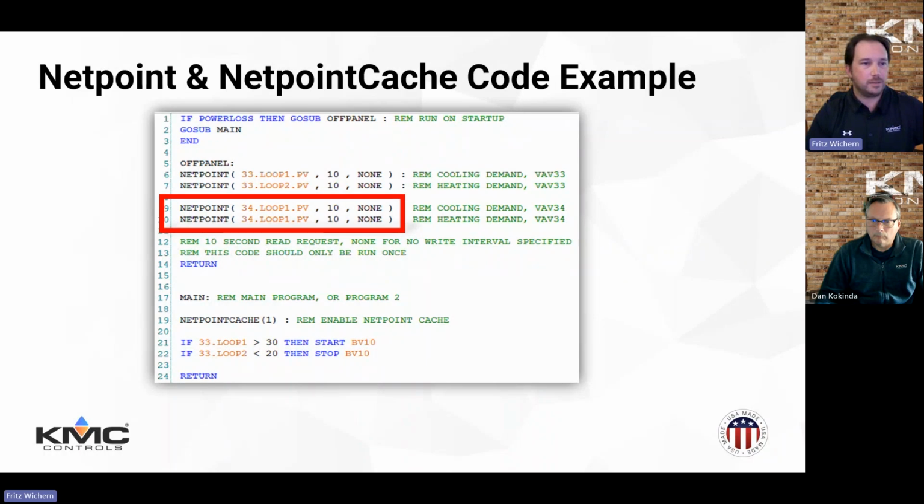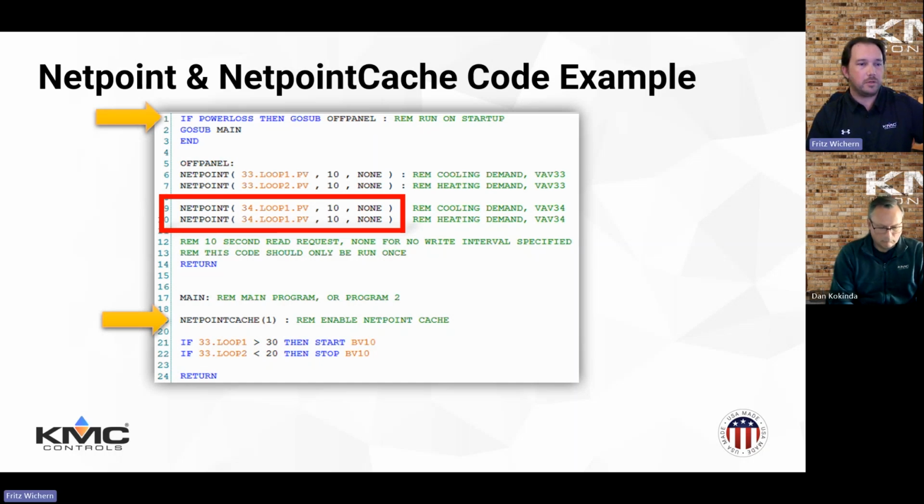In this instance, what we're looking at is the NetPoint. It's going out and grabbing the device ID. It's looking at the two loop inputs, the cooling and heating demand, and then the interval for the time for when it's going to grab those points. So every 10 seconds, that cache in the controller will update automatically, and it's going to reduce the time needed to execute the control basic program. Up at the top there, we've got the power loss statement, which ensures that the NetPoints are only set up once following a power loss or restart.